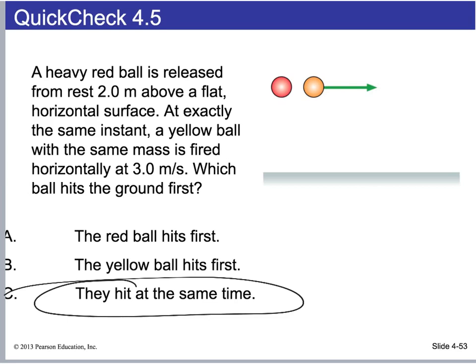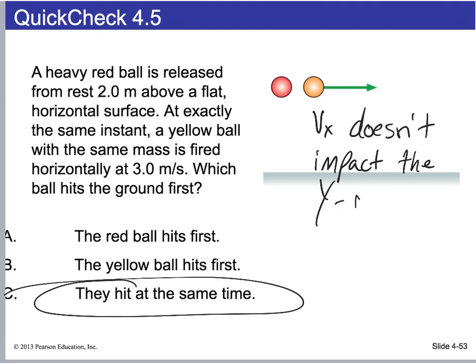The reason being is the velocity in the x direction does not impact the velocity in the y direction or the speed in the y direction. In fact, it doesn't impact the y direction at all. So you can really shoot it out with whatever speed you want it to. It's not going to affect how it falls in the y direction. And since they both were from the same height, they should both fall for the same time.